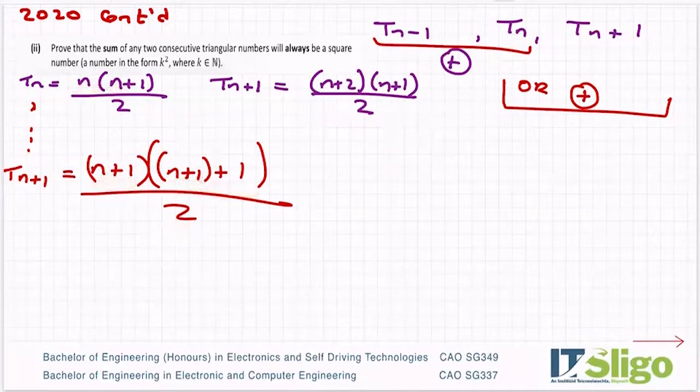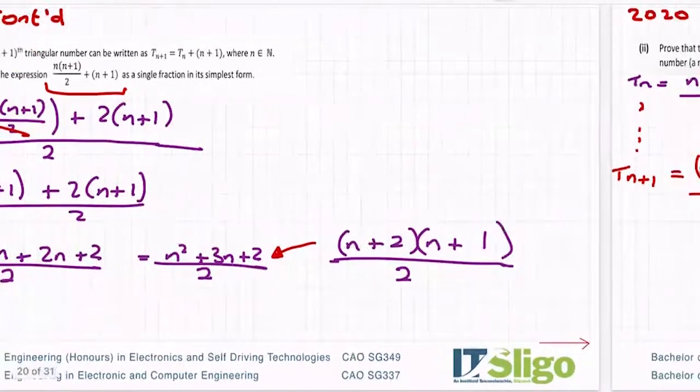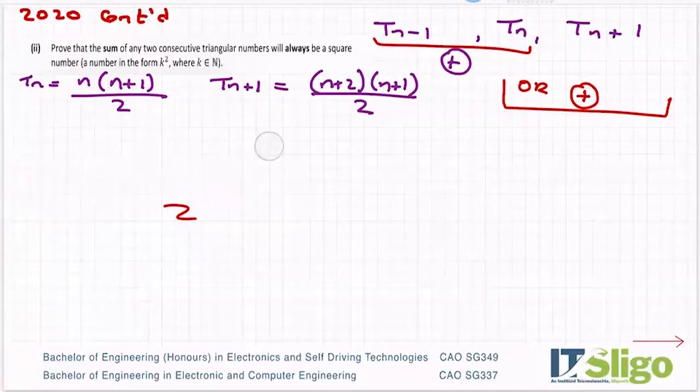So this question was okay in the sense that it kind of led you along the way to this question. Not all questions are that nice. Sometimes you'll have to establish a formula for Tn plus 1 or Tn minus 1. Okay, so prove that the sum of any two consecutive numbers is a square number. Let's see how we get on with this one.